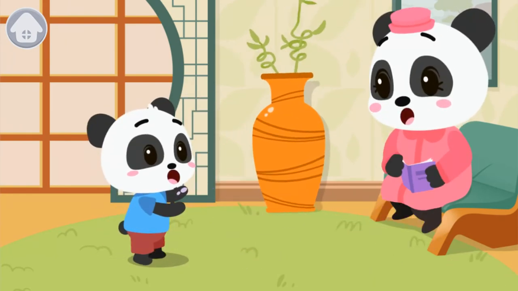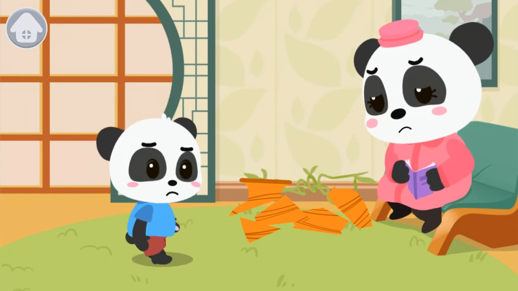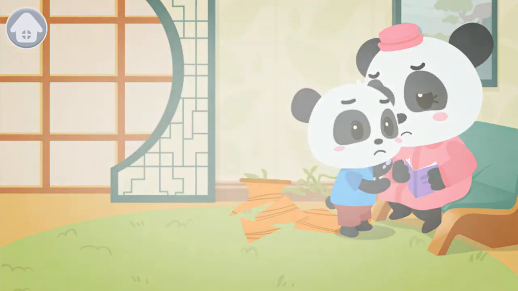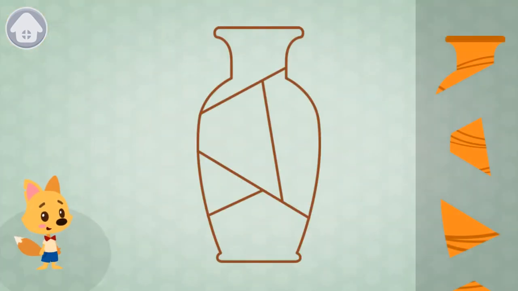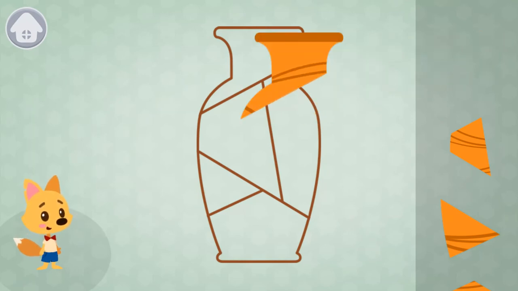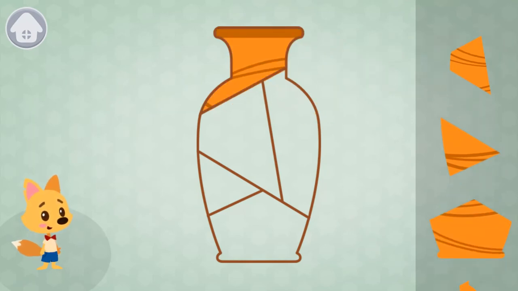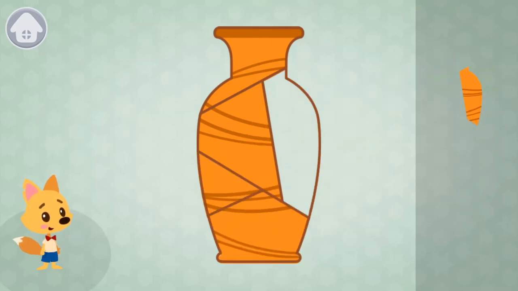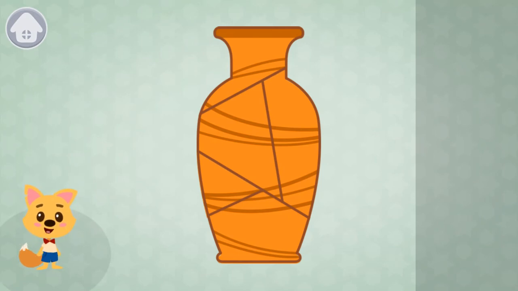Panda has broken the vase and his mommy is very sad. Let's help Panda to fix it. Let's put all the pieces together. Perfect! Now let's glue the pieces and give the vase some time to dry.